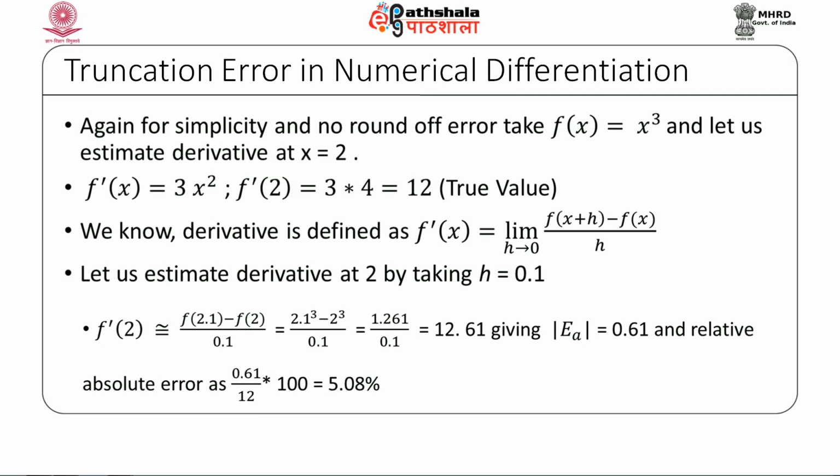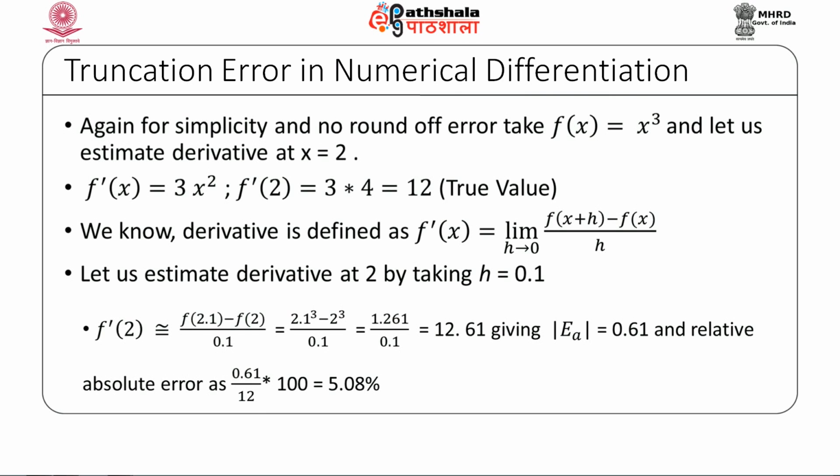In case again we take the simple example of f(x) as x cube. So, f dash x we know is 3 x square. So, at the point 2, the value of the derivative is 3 into 4, which is 12. Now, because we cannot take the limit as h tends to 0, we take h small. So, we take h as a finite value.